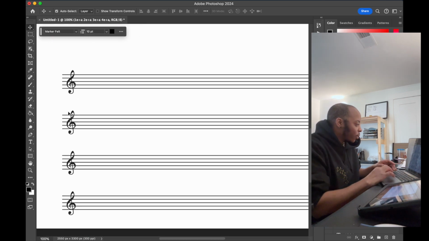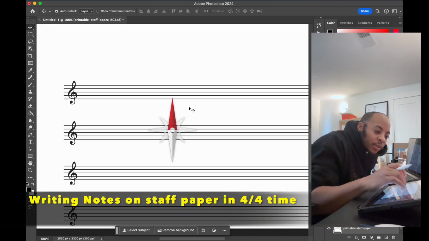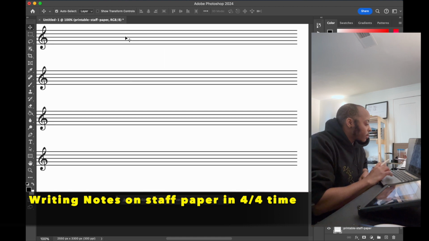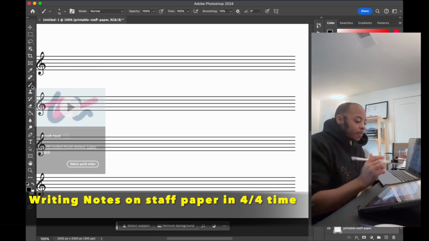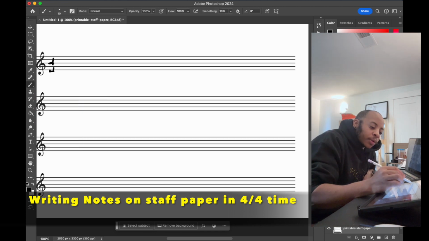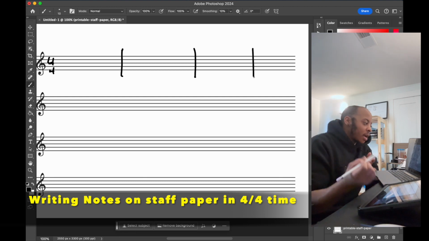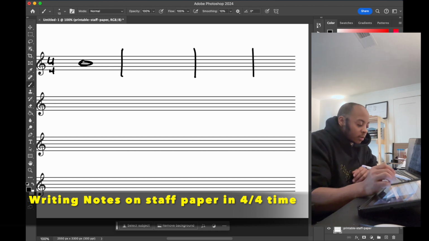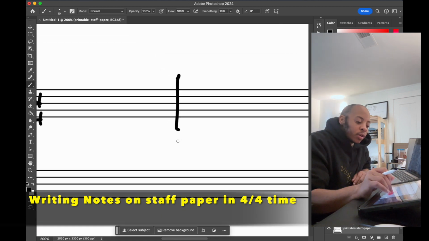So, 4, 4, right? Get my paintbrush. 4, 4 is the time signature. It's just sloppy, but it's okay. So, for the whole note, it will look like this. Let me just make it simple and neat. I'm going to do everything on the C.